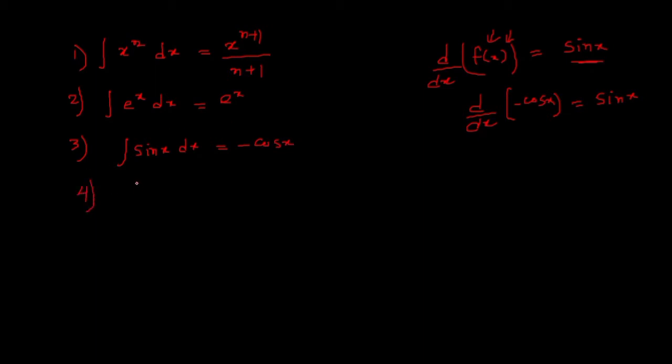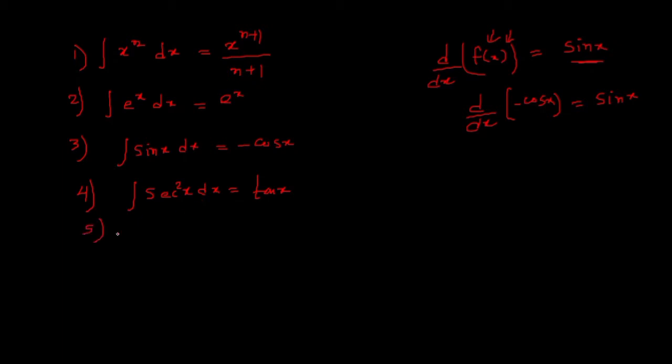Number 4, integration of sec square x dx. Now again think about the derivative. Think about the function which you differentiate and get sec square x. This will be tan x. If you differentiate tan x, you get sec square x. So the integration of sec square x will be tan x. So if you know the derivatives very well, the formulas of derivatives, then you can conclude integration as well.